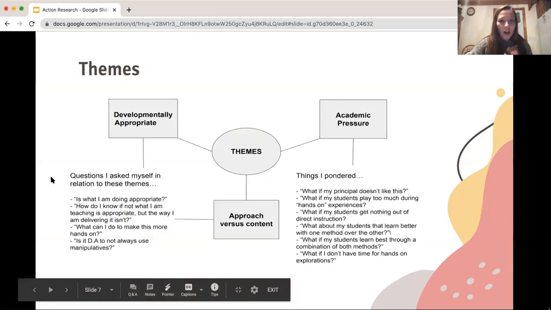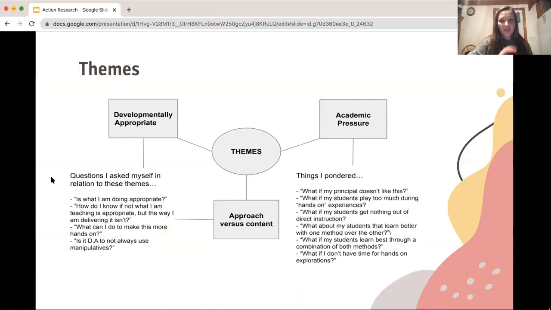So after looking at all of my articles and compiling them, not just these four, all of them in the grand scheme, I came up with some themes. I have developmentally appropriate, academic pressure, and approach versus content. And I feel like my developmentally appropriate and approach versus content kind of went hand in hand, so you'll see that I have them pointed towards the same way. Here I have questions I ask myself in relation to these themes.